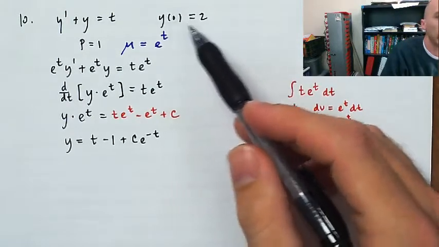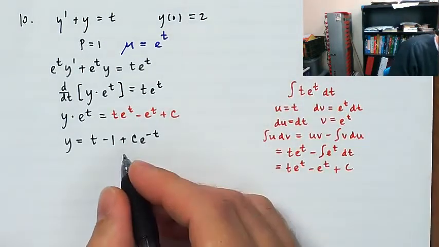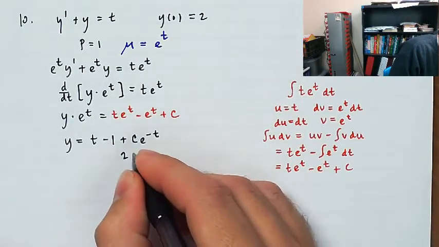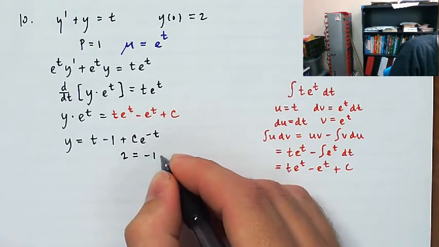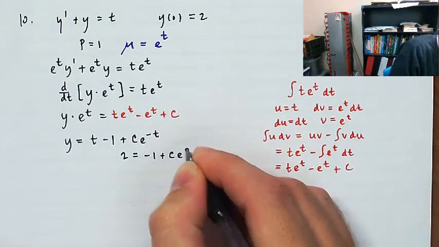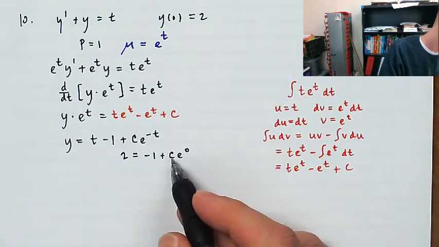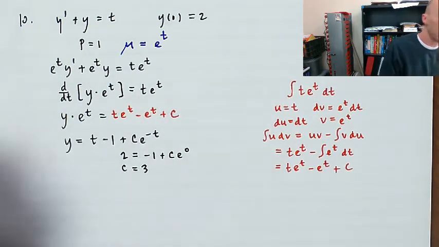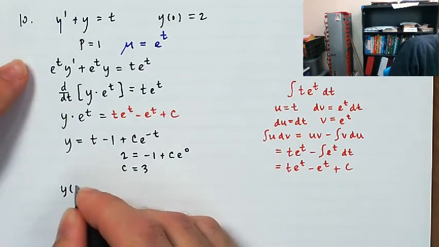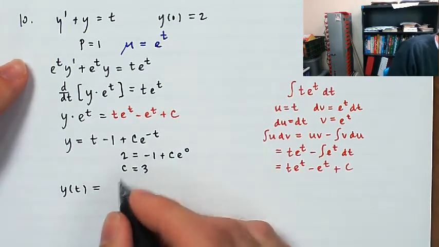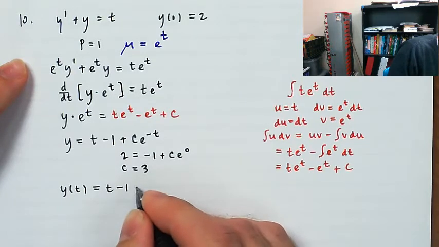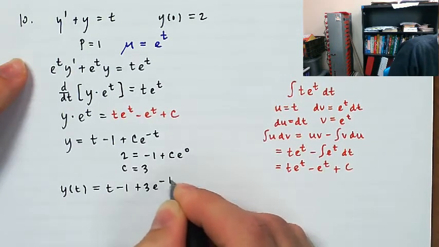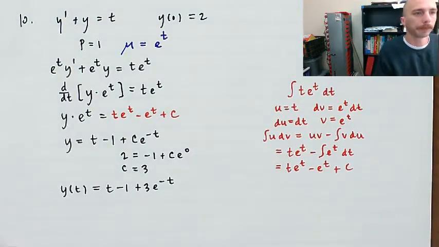Okay, and now I can plug in to find my value of c. So y equals 2 when t equals 0, so negative 1 plus c times e to the 0. It means I think c is going to need to be 3. So my particular solution is y of t equaling t minus 1 plus 3e to the negative t.